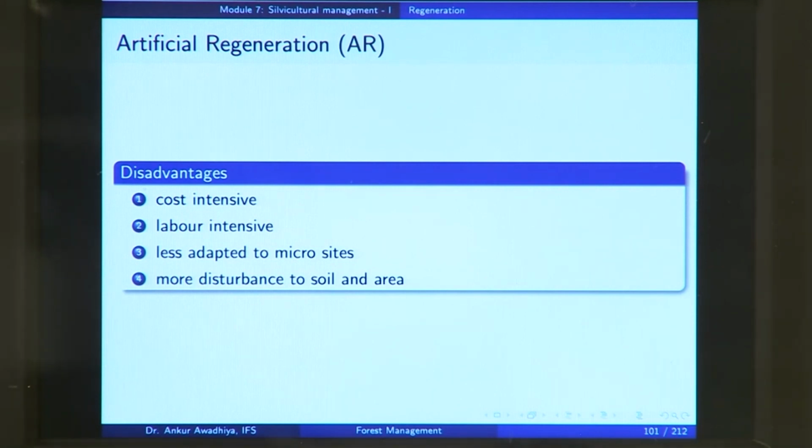But with all of these techniques and with all of this knowledge, now you can select which technique is the best suited for your species or for your area. So, in this lecture we had a look at what is regeneration, how do we do regeneration, the kinds of regeneration, and what are the advantages and disadvantages of each and every of these techniques.